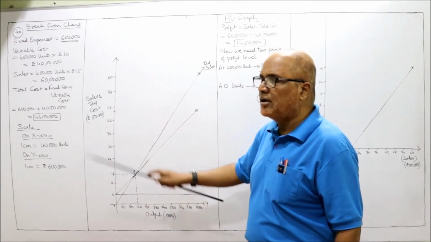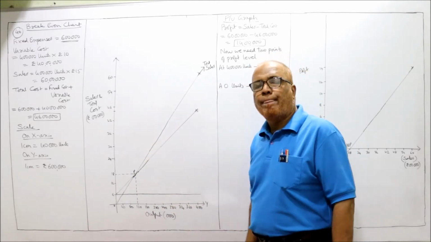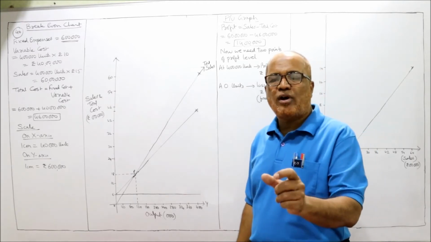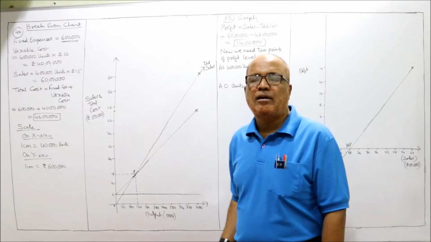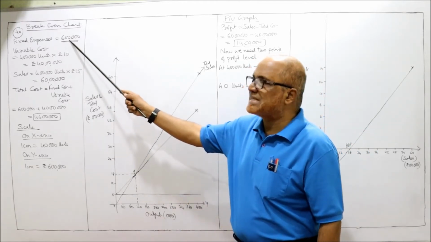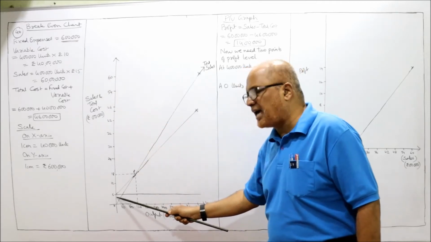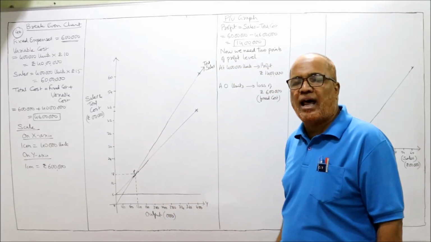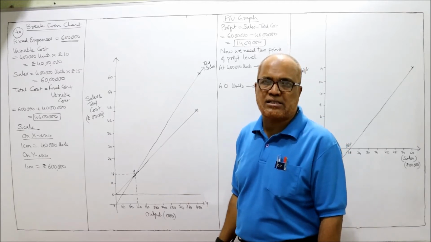These are the sales and total cost. Now we draw the break-even chart. First of all, we have to draw the fixed cost line. How much is the total fixed cost? 6 lakh. So from 6 lakh, draw a straight line parallel to the x-axis.